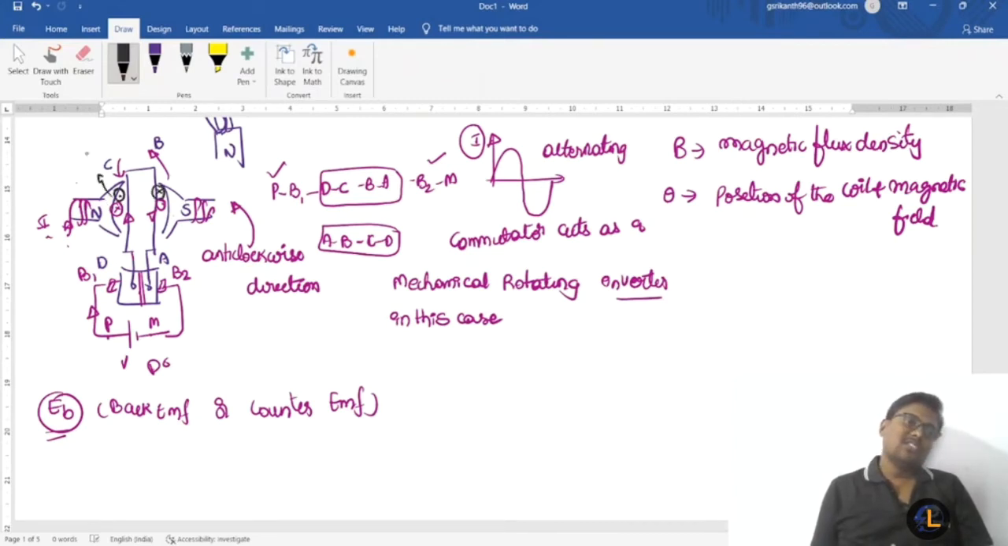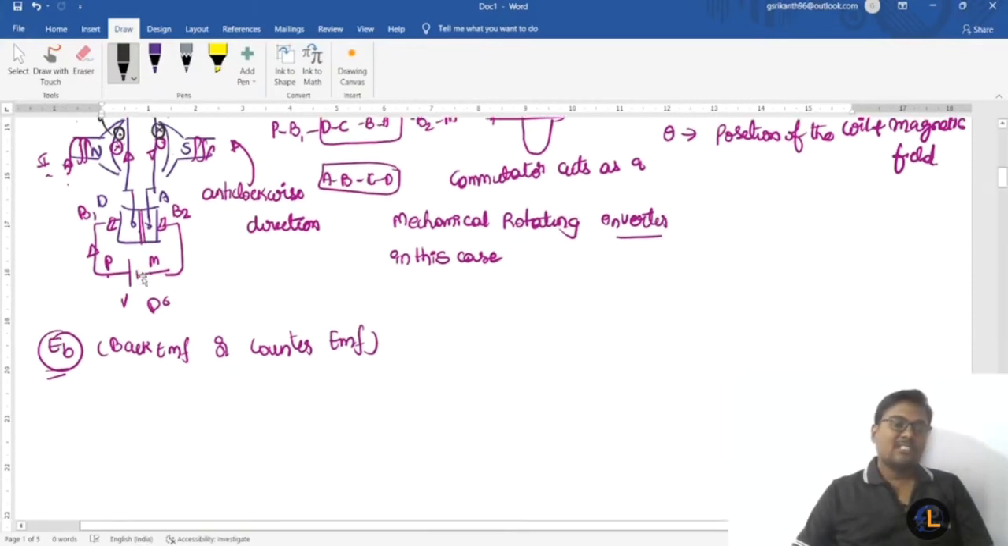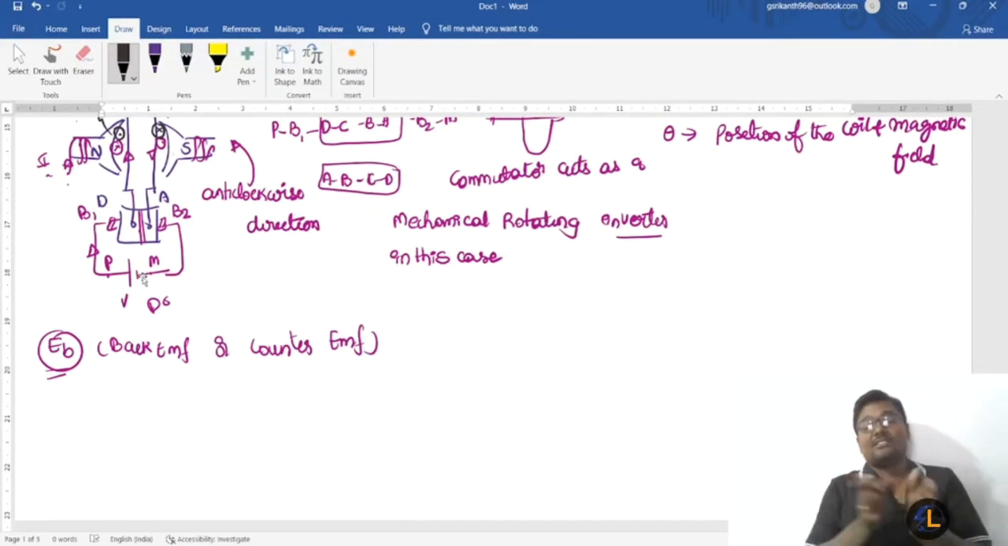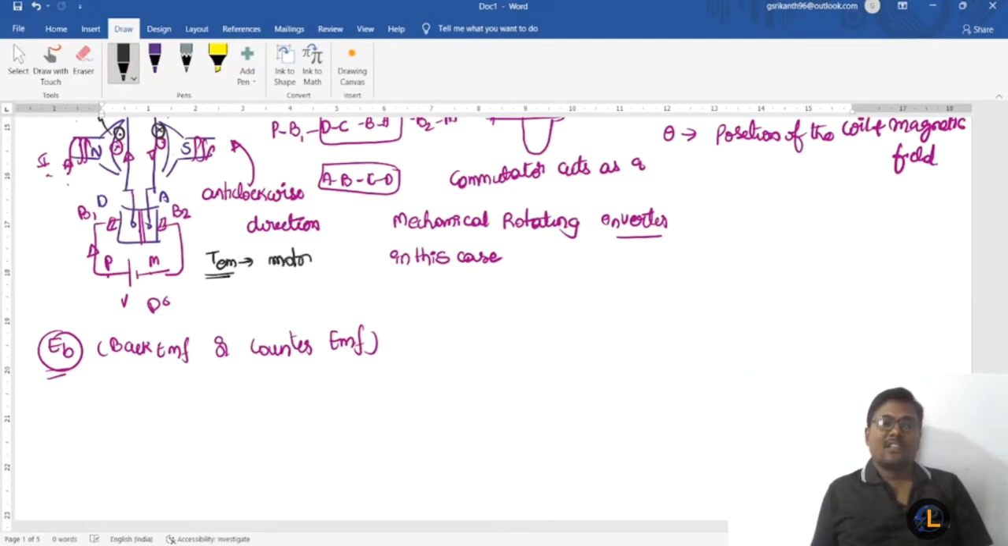Whatever the induced EMF is, that induced EMF and the current flowing through the armature conductors are in opposite directions. That's why we call it the counter EMF or back EMF. Due to this EMF also, current will circulate and a force is developed. So that's why an opposing torque is produced. The electromagnetic torque is produced by the motor, and the load torque is produced by applying a mechanical load.